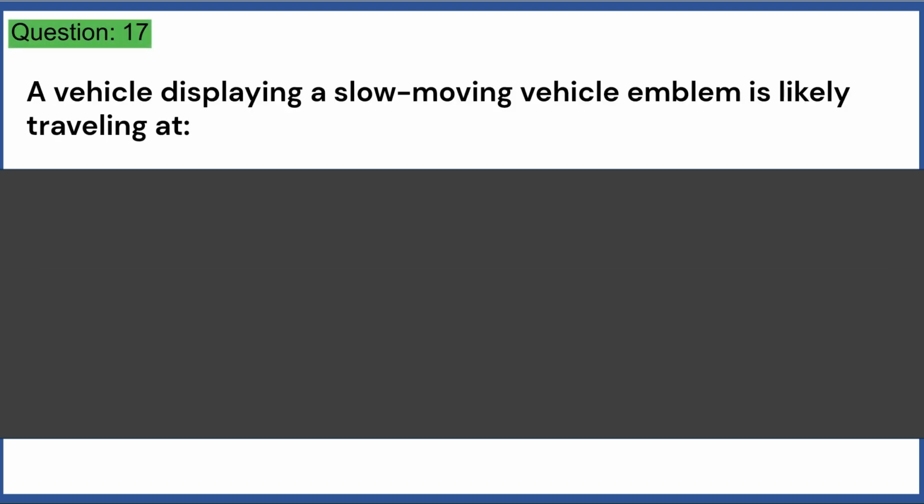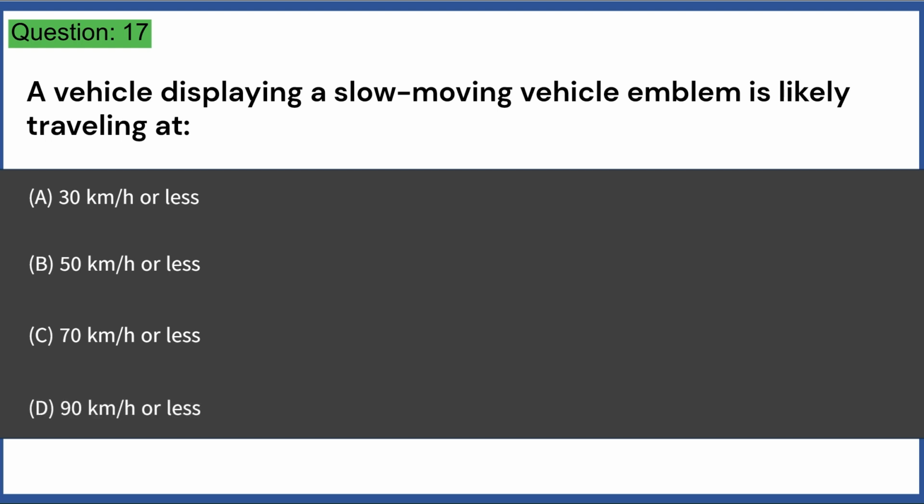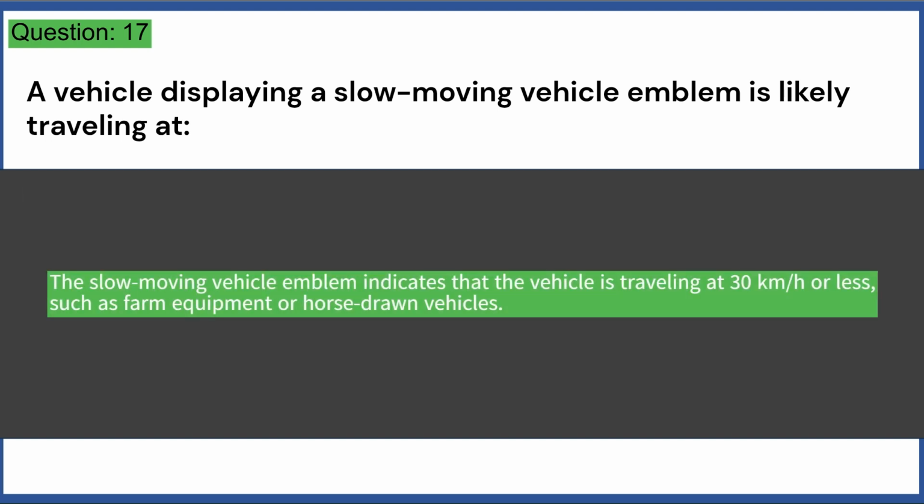A vehicle displaying a slow-moving vehicle emblem is likely traveling at: A. 30 km per hour or less. B. 50 km per hour or less. C. 70 km per hour or less. D. 90 km per hour or less. Answer: A. The slow-moving vehicle emblem indicates that the vehicle is traveling at 30 km per hour or less, such as farm equipment or horse-drawn vehicles.